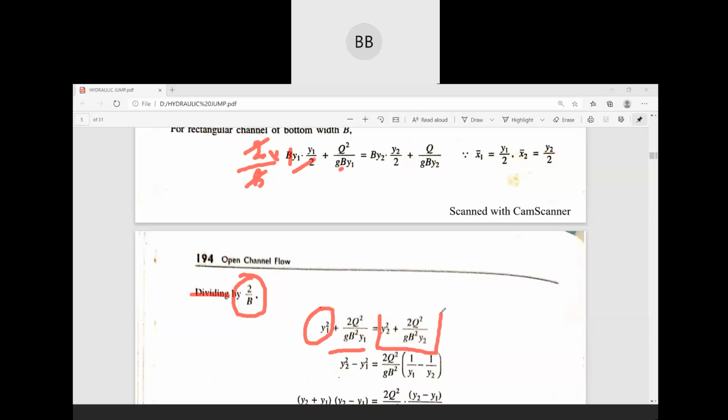Similarly, for the right hand side also, we have to multiply each term by 2 by b. You multiply by 2 by b to each term.